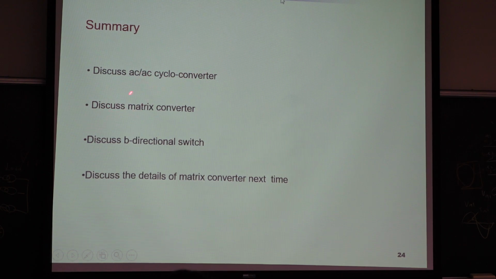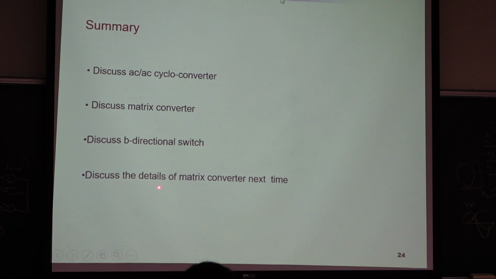So now we prefer the matrix converter. The matrix converter needs AC switches. What is an AC switch? A bidirectional switch. What is a bidirectional switch? Two directions. You can go up, you can go down. So it is an AC switch.